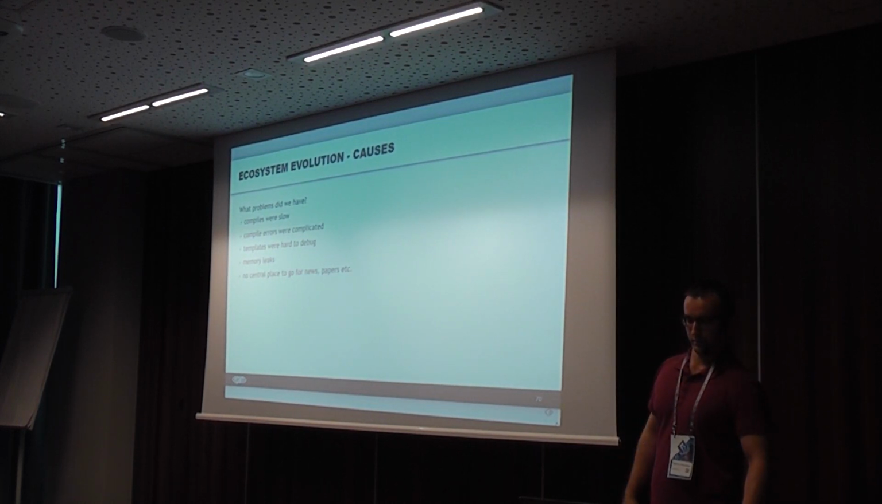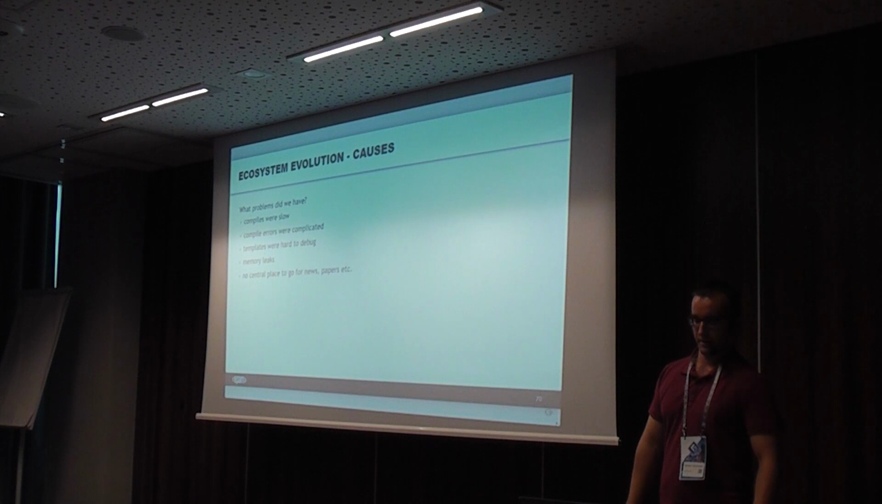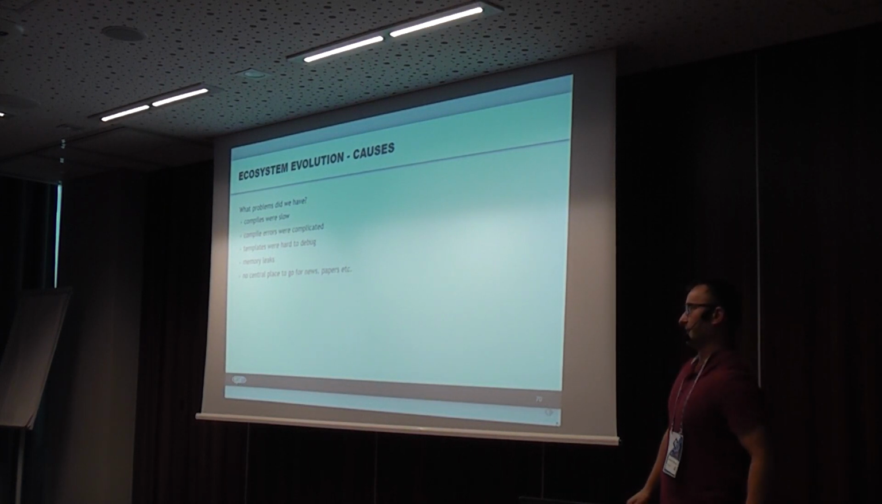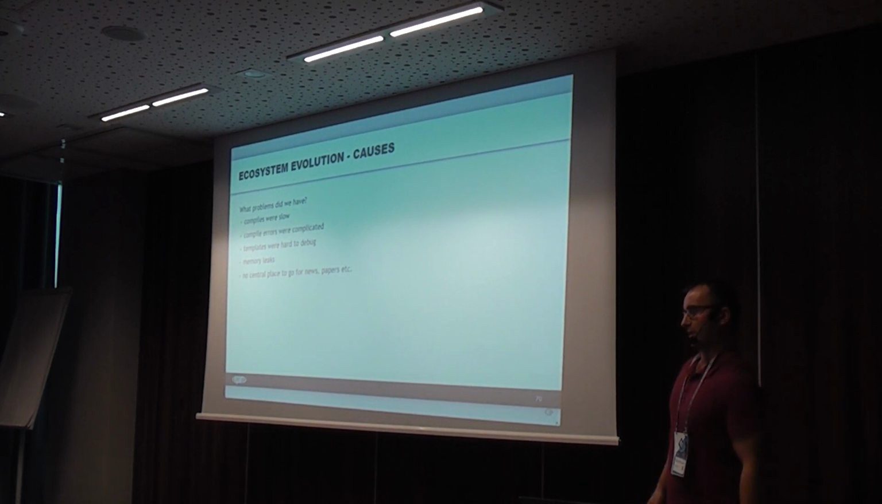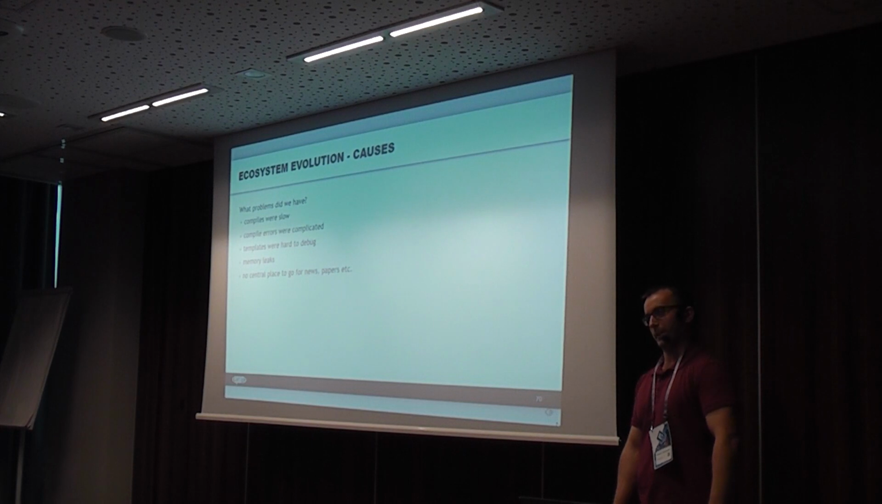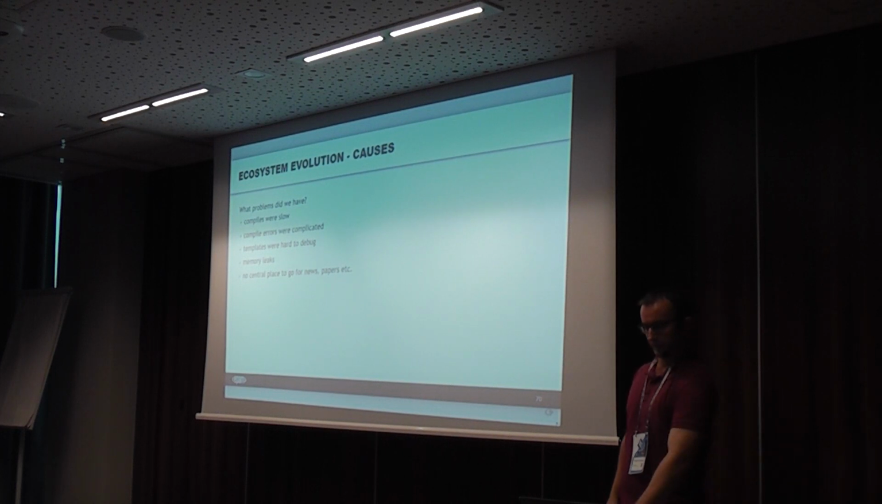Let's move to ecosystem evolution. We already passed time, so let's do it quickly. C++ had many problems in the past: slow compile times. Well, it still has this one. And compiler errors could be sophisticated. Templates are hard to debug. You had leaks. And you didn't really have a central place to go to learn more.